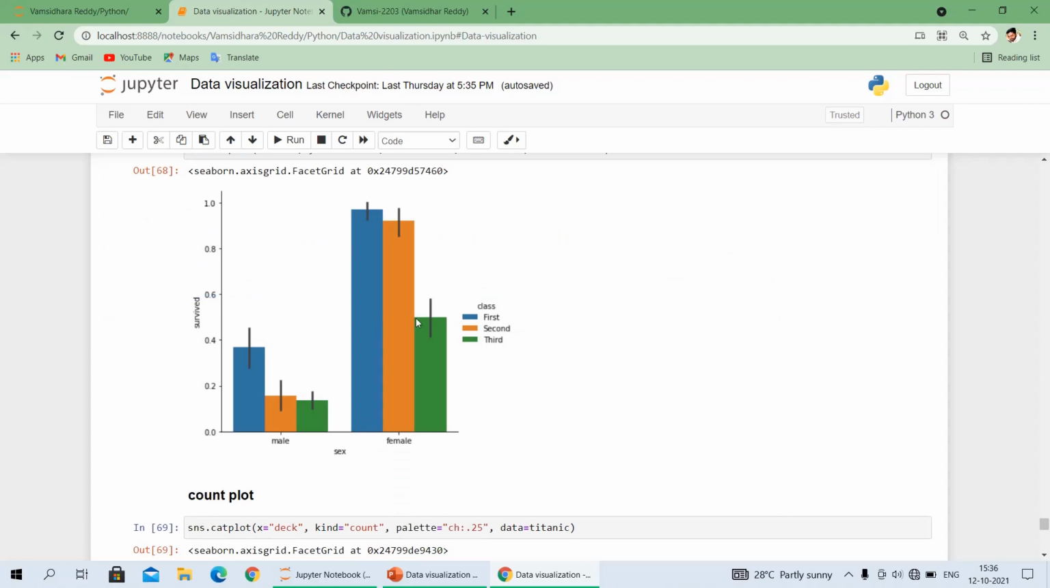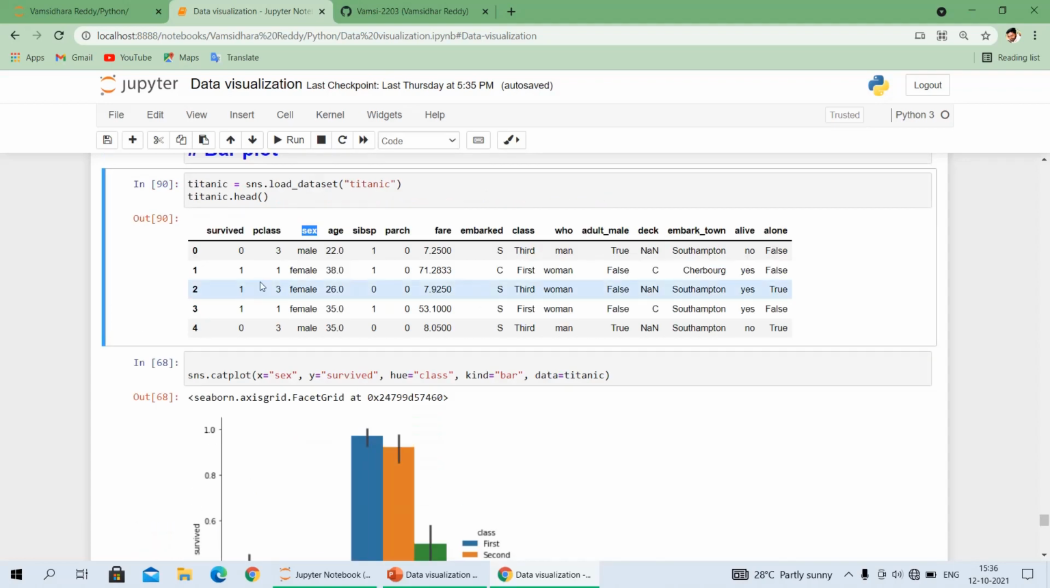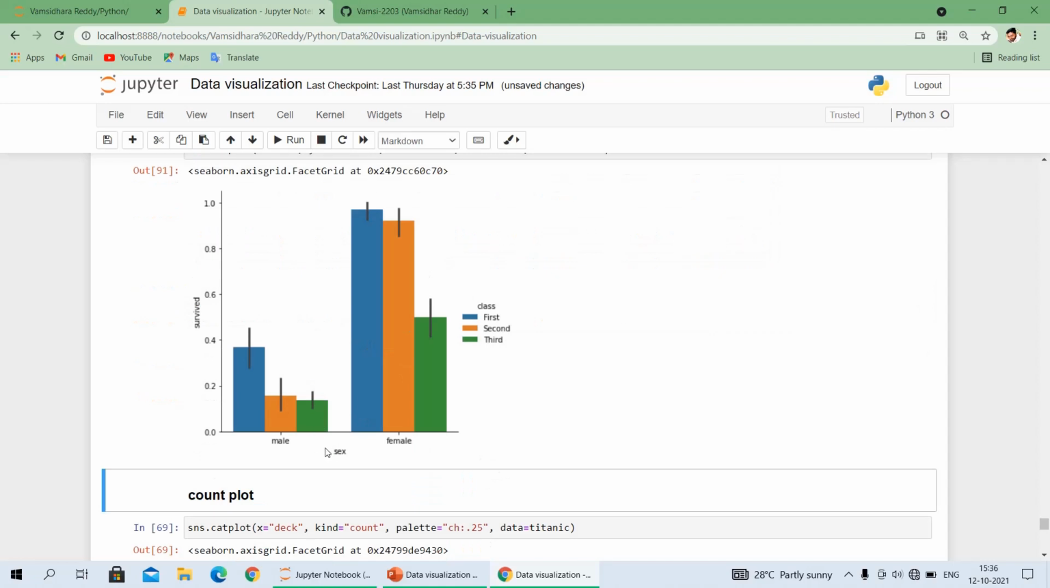When you plot this graph, x is equal to sex, y is equal to survived, and hue is equal to class. In the males, the first class is up to 0.38, I think, in the second class it is nearly 1.6, and the third class is 1. The females are highest in the first class. When you compare, there are a lot more females on the ship than males.